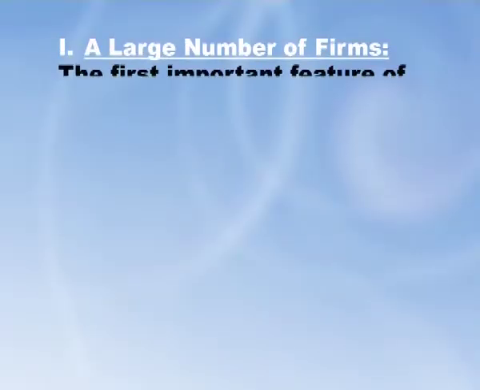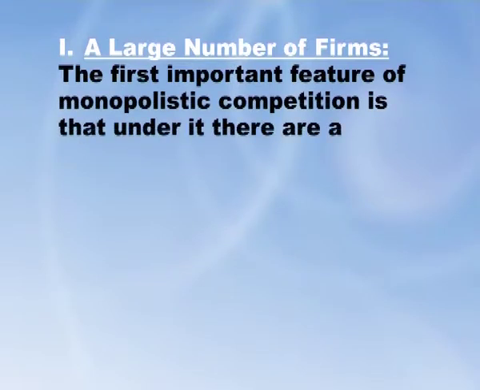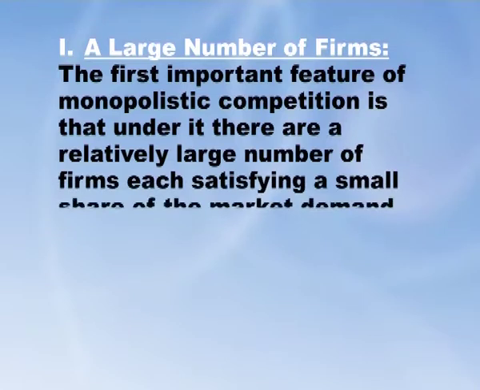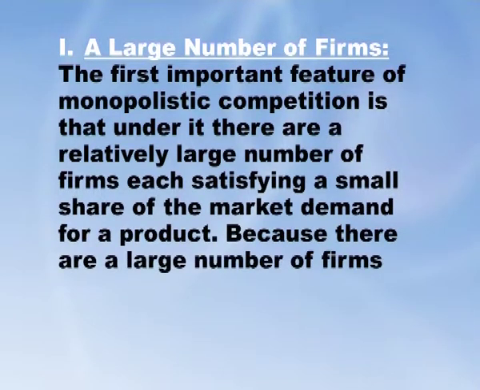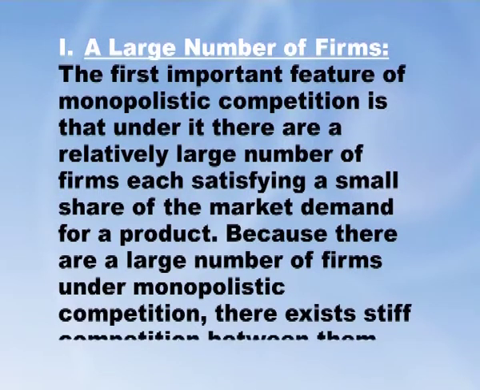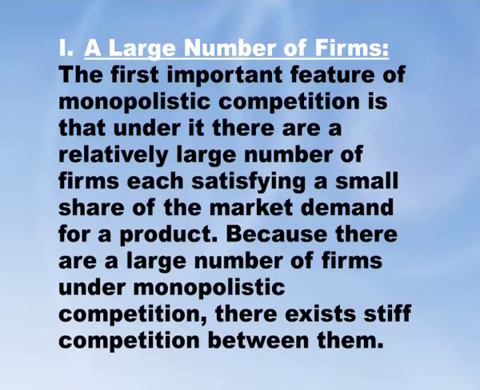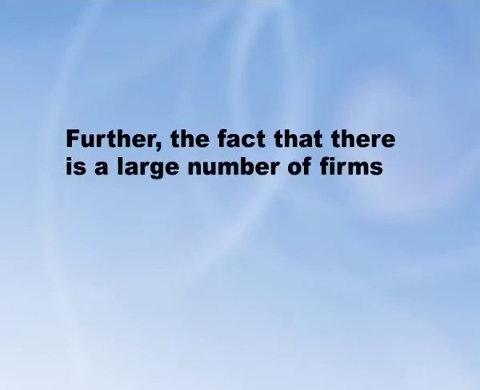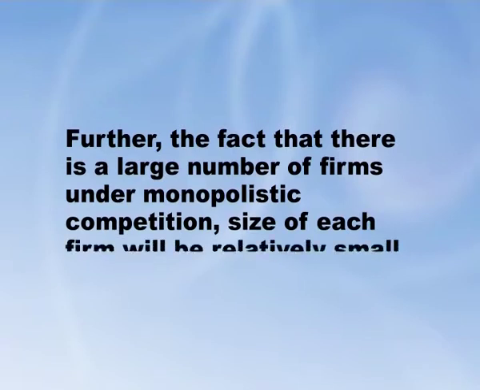First one, a large number of firms. The first important feature of monopolistic competition is that under it, there are relatively large number of firms, each satisfying a small share of the market demand for a product. Because there are large number of firms under monopolistic competition, there exists stiff competition between them. Unlike perfect competition, these large number of firms do not produce perfect substitutes. Instead, they produce and sell products which are close substitutes of each other. This makes the competition among firms real and tough. Further, the fact that there is a large number of firms under monopolistic competition, size of each firm will be relatively small. This is unlike oligopoly where there are a few firms of big size.